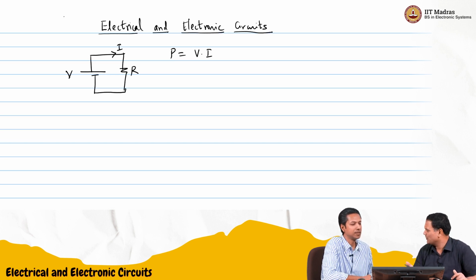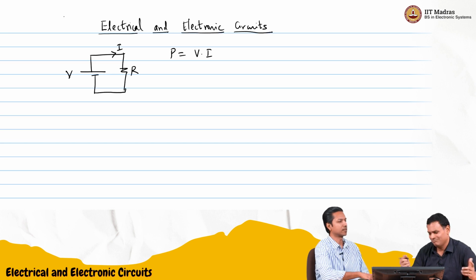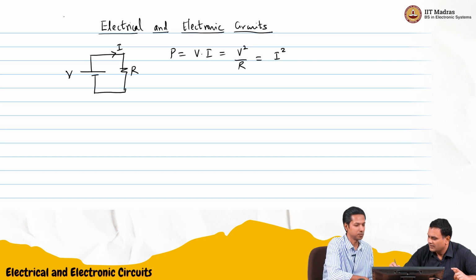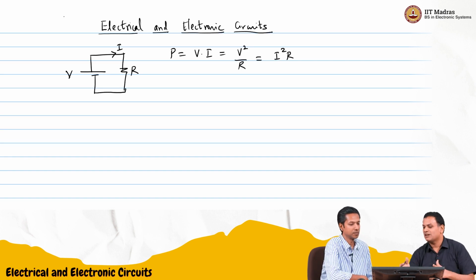And you have other forms also. You can combine this with Ohm's law. Then we have V square by R also, and I squared R. There are three forms. You just combine Ohm's law with V times I.